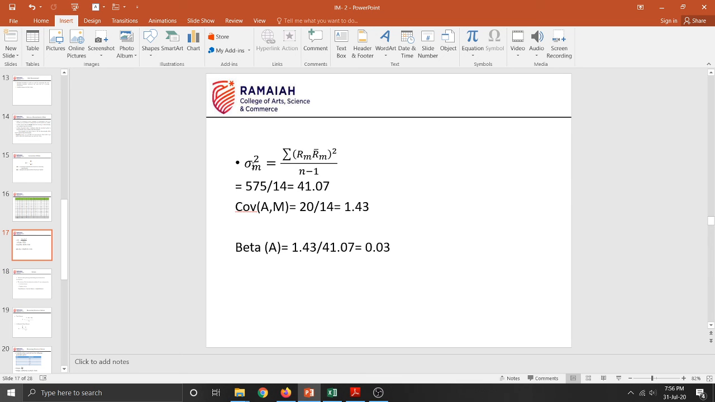Next, for the standard deviation, this is the formula. That comes up to 41.07. So beta will be nothing but covariance divided by standard deviation, which gives you 0.03. So this is how you calculate your beta.